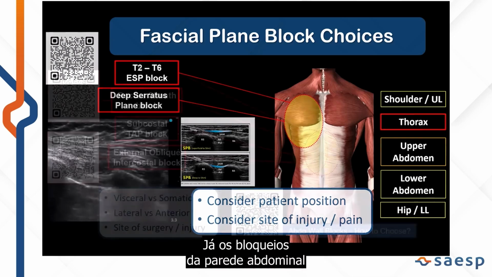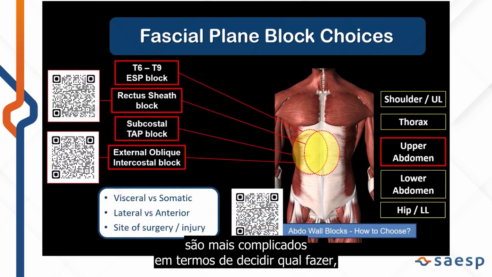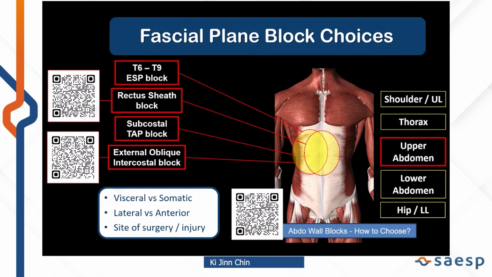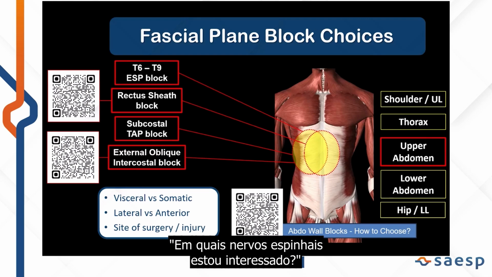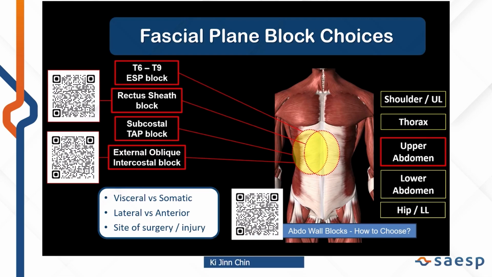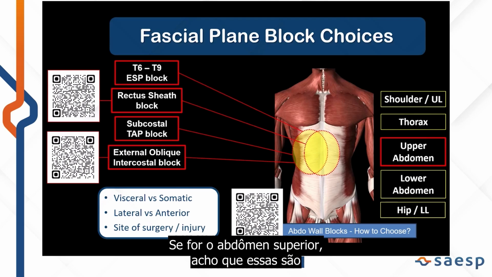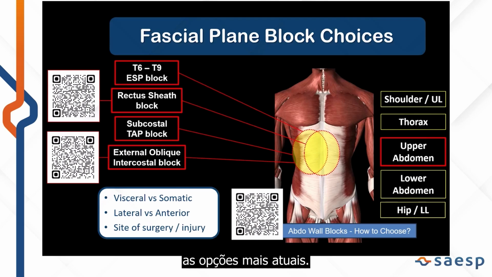Now, abdominal wall blocks are a little bit more complicated in terms of deciding which to do, and I'm going to refer you to a talk that I've previously done which addresses this question. But the first thing to always ask is, which spinal nerves are you interested in, and more specifically, are you trying to cover the upper or lower abdomen? If it's the upper abdomen, then I think these are the current options as I see it.